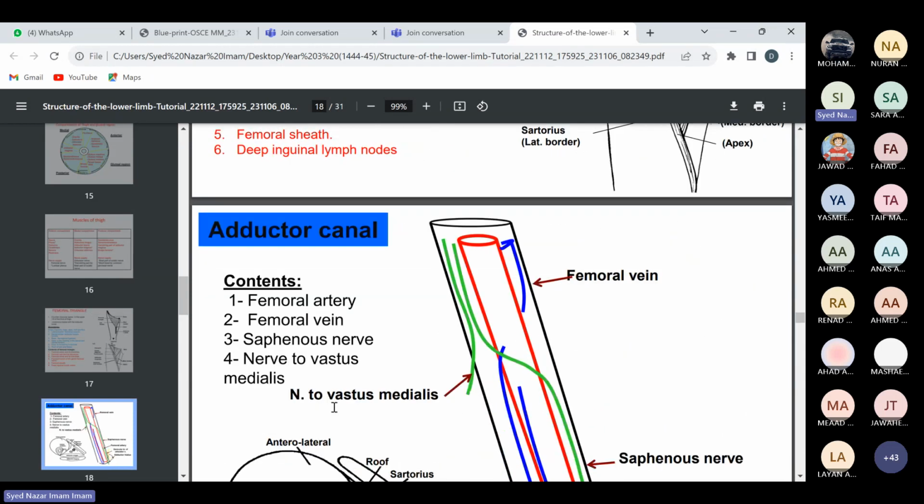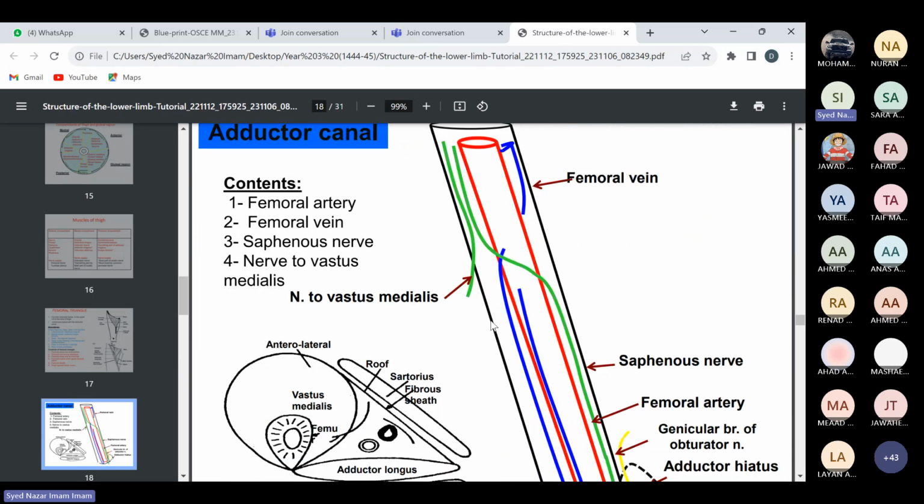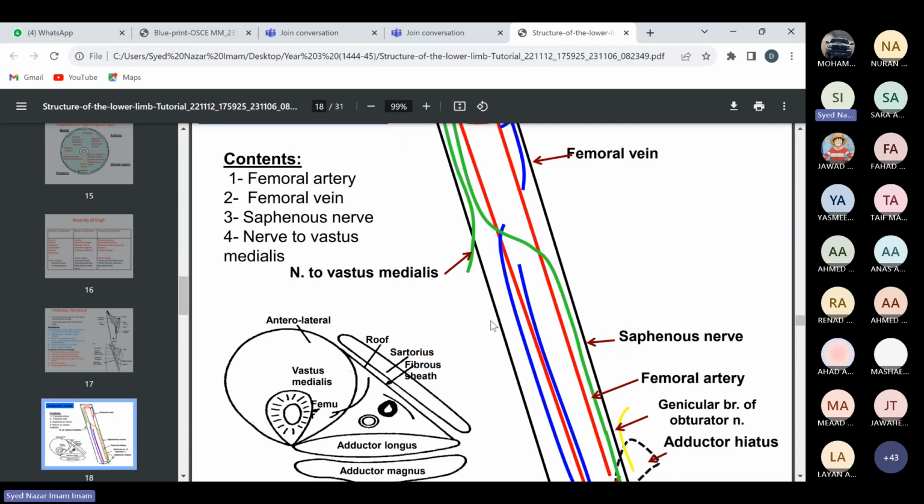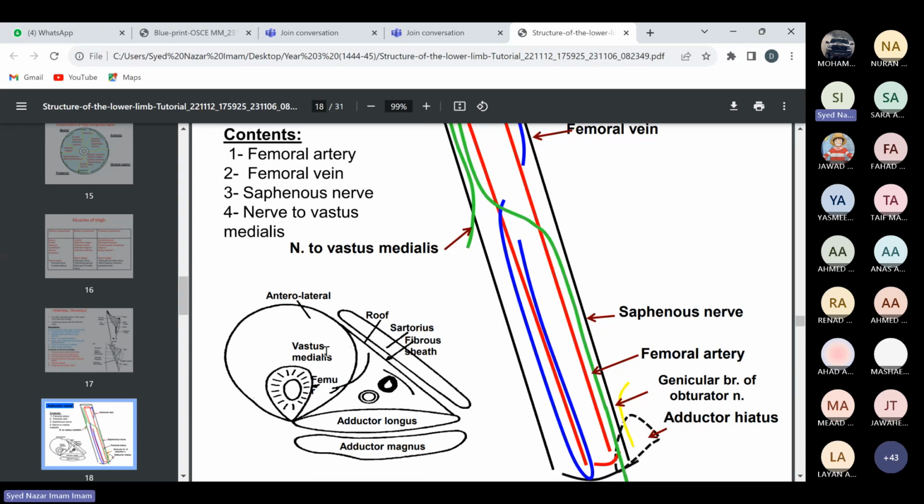Adductor canal. From the apex of the femoral triangle, we have a canal, and this canal is called the adductor canal. I think all of you have seen it. They'll ask you how this adductor canal is formed. Laterally, it is formed by the vastus medialis, above by sartorius, and below by adductor longus and magnus. What content do we have? All content of the femoral triangle except femoral nerve. We have artery, vein, saphenous nerve, and nerve to vastus medialis.